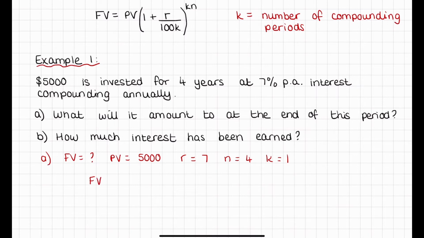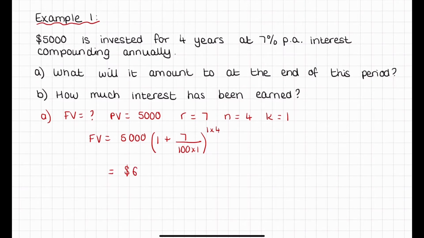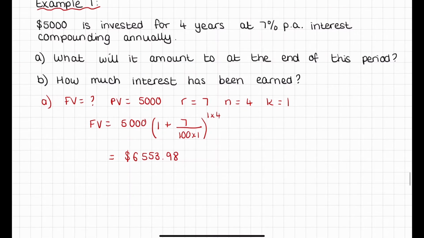So we'll have future value equals 5,000 multiplied by, in brackets, 1 plus R, 7 divided by 100 times K, which is 1, to the power of 1 times 4. Then just put that straight into the calculator, and you will get an answer of $6,553.98.